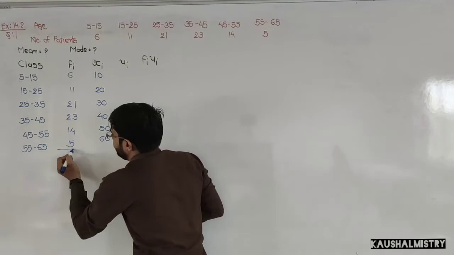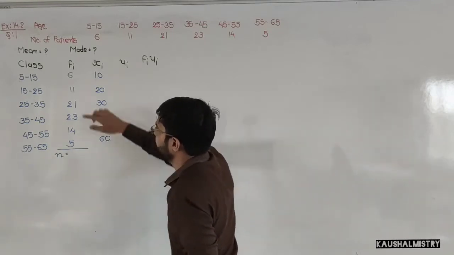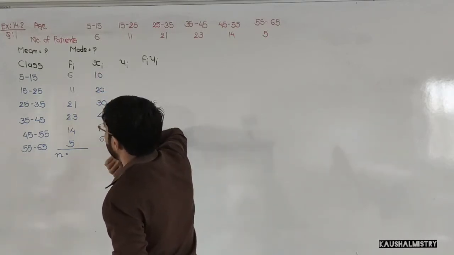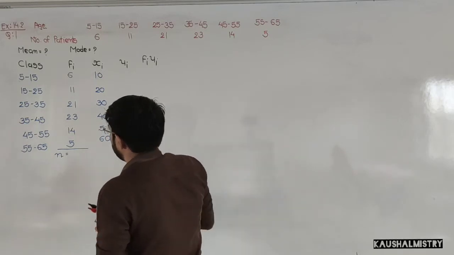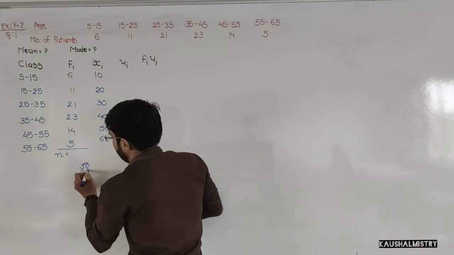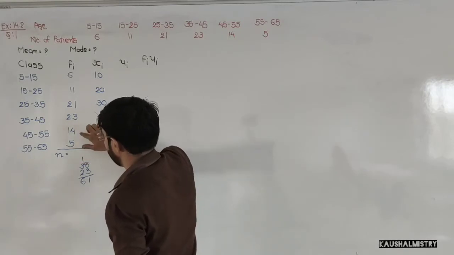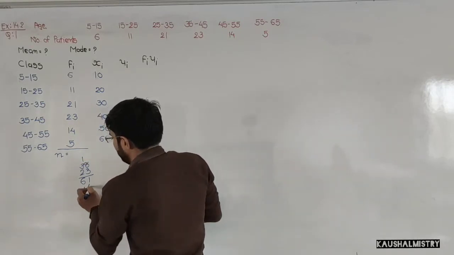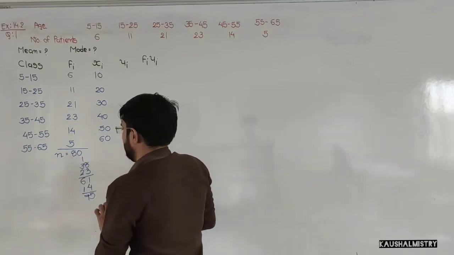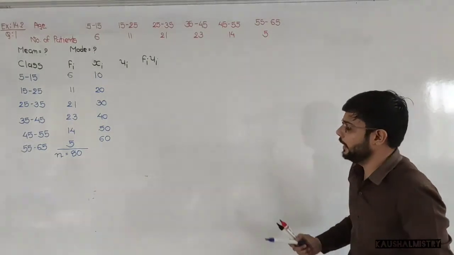Now we have to take the total of fi. So 6 plus 11, 17, 17 plus 21, 38, 38 plus 23, and this will be 61, 61 plus 14, that is equal to 75, and 75 plus 5, that is equal to 80. That means total frequency is 80.